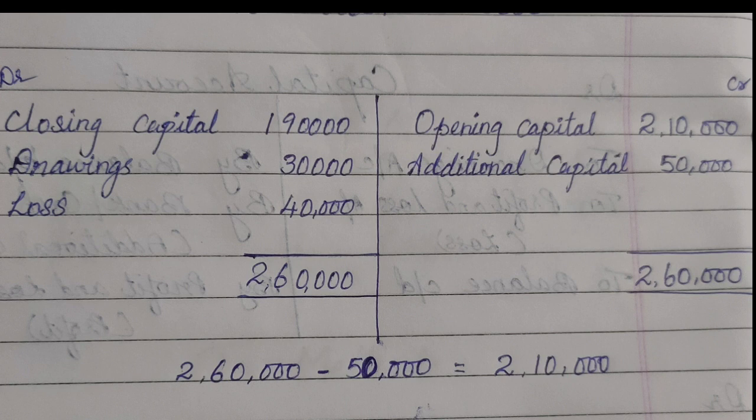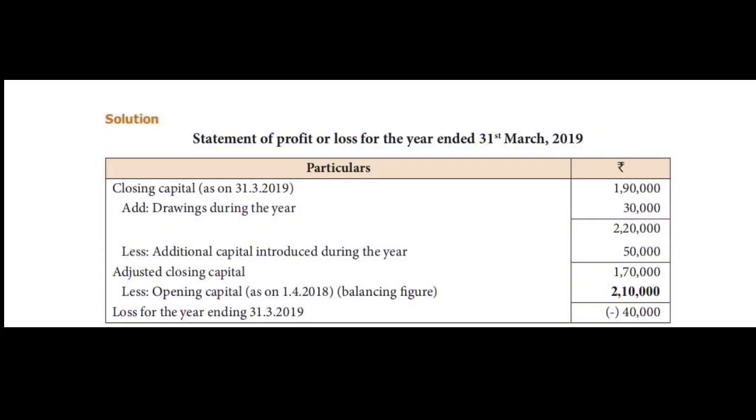Now you can post the same values into your format method. So closing capital and drawings will be added and additional capital will be deducted from it, and you will deduct the opening capital amount which you have found from the T method. It is 2,10,000. And now when you deduct the opening capital, automatically you get minus 40,000, which is the loss incurred for the period. Is it clear?